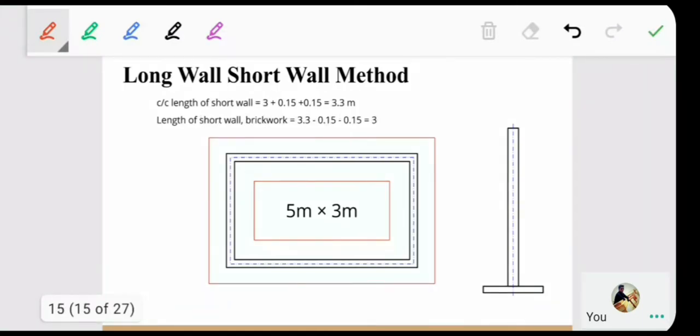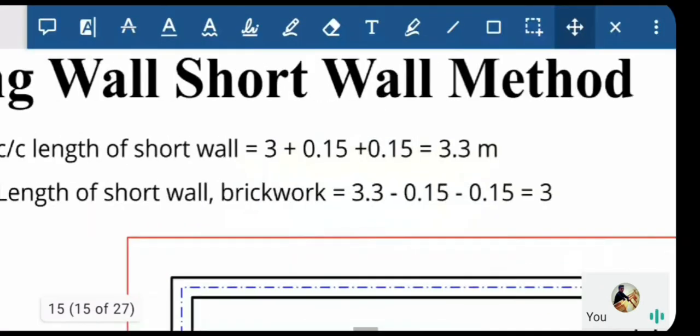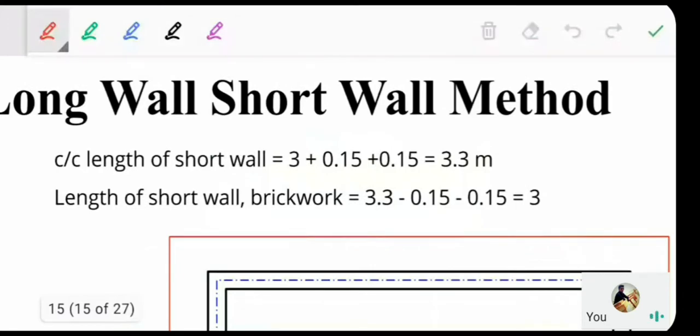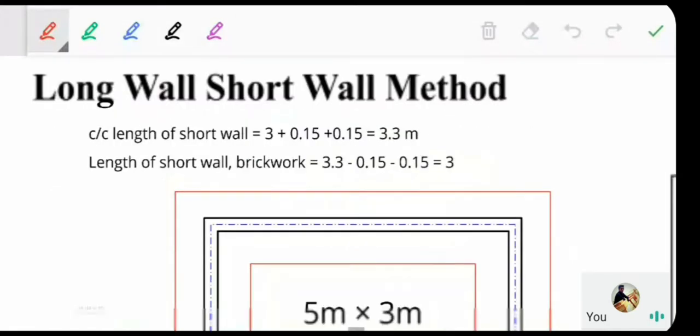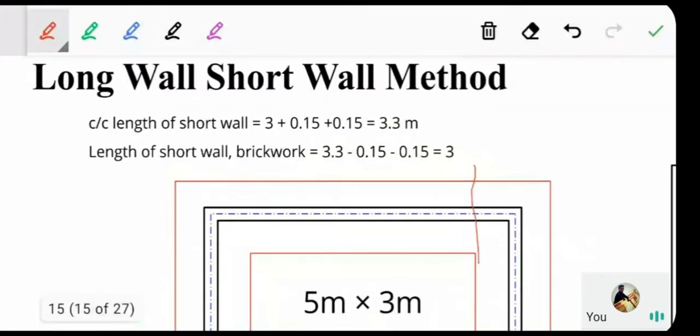similarly, for the short wall, again we are going to calculate the center to center line length for the short wall. Now the center to center line length will again be the same: 3 meter is your dimension, plus you have to add 0.15 and 0.15.